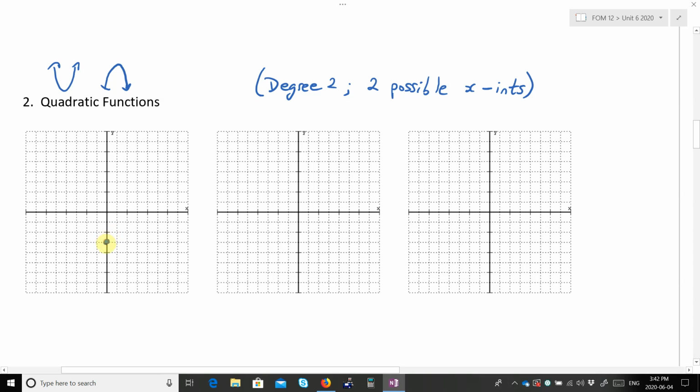So we could have one like this, and for example, this could be something like x squared minus 2x minus 3. When it's facing up, the x squared has to be positive. So it's a positive x squared, and when it's facing down, it has to be a negative in front of the x squared.